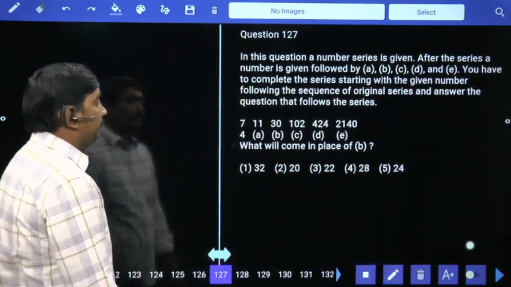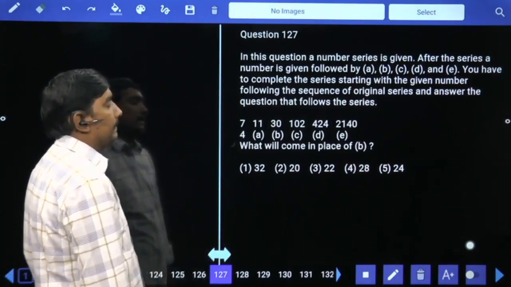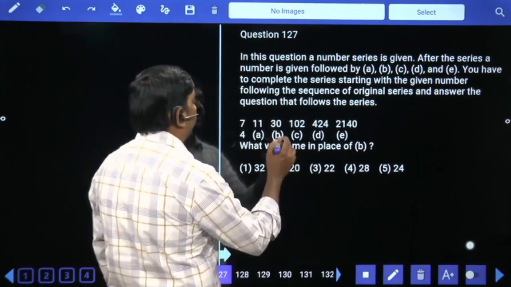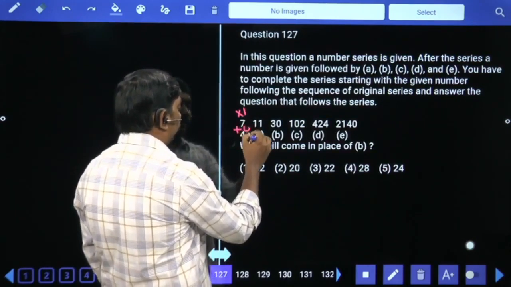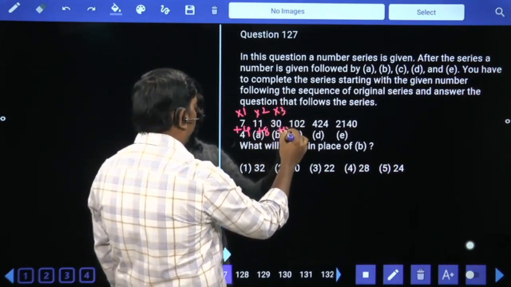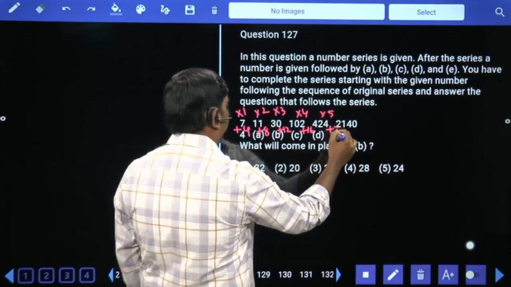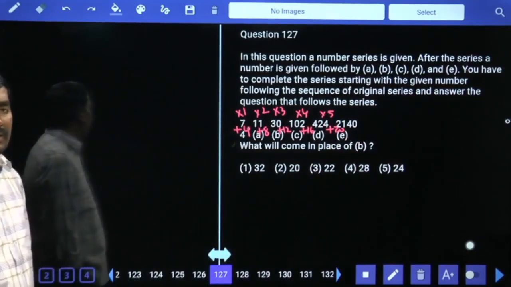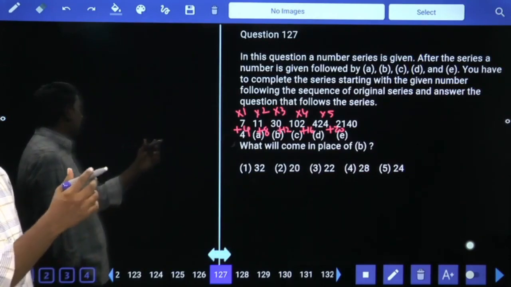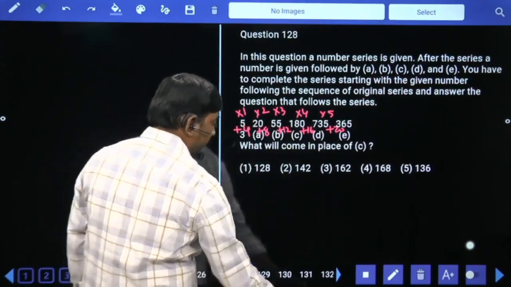Number series. Into 1 plus 4, into 2 plus 8, into 3 plus 12, into 4 plus 16, into 5 plus 20. Into 1, into 2, into 3, into 4, into 5. Addition doubles: plus 4, plus 8, plus 12, plus 16, plus 20. Based on the same logic, you can frame the second series.